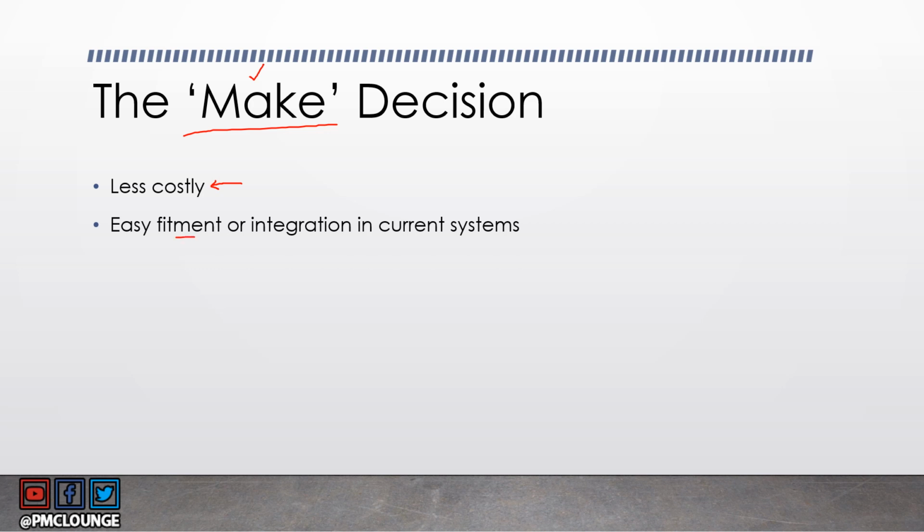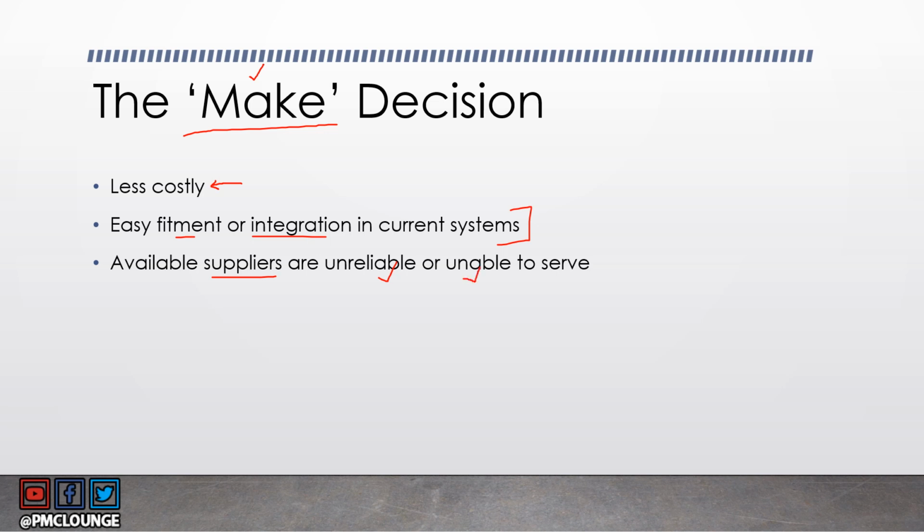Easy fitment or integration in the current systems. If it's easier for you to make something in-house so that it fits or it integrates in the current systems seamlessly, then of course go for the make decision. If the suppliers that are available out there are unreliable, you cannot trust them in terms of the quality of whatever product or solution that you want, or if they are unable to serve you, so you don't necessarily have any supplier, right? So that's when you need to take the make decision.